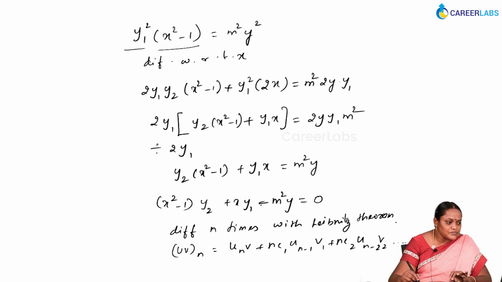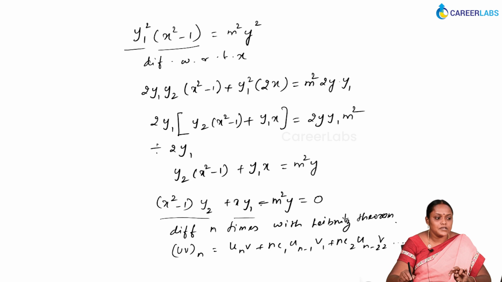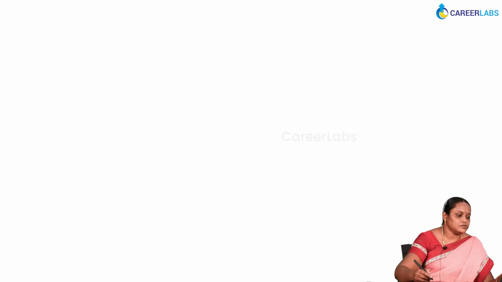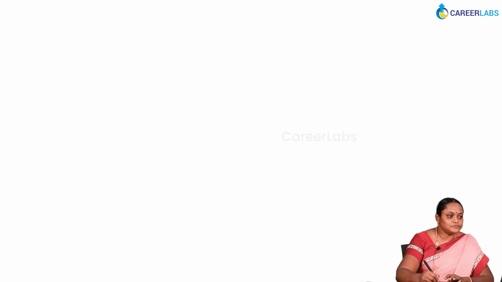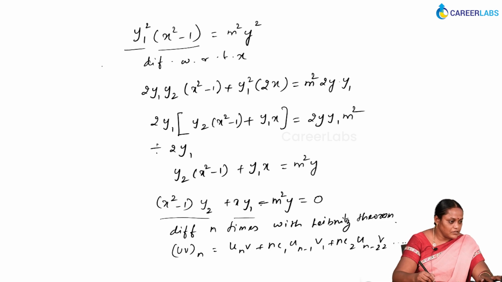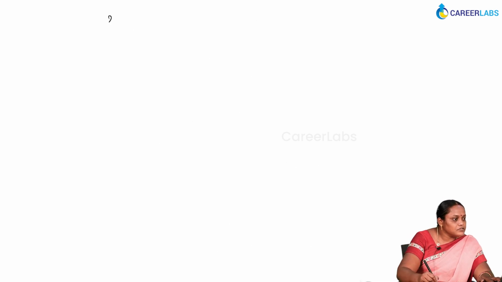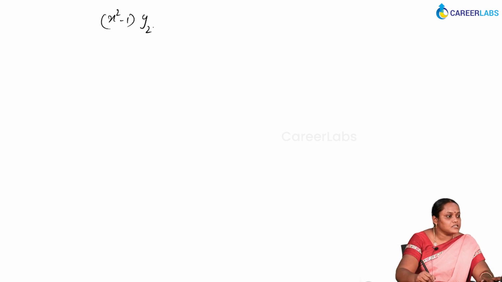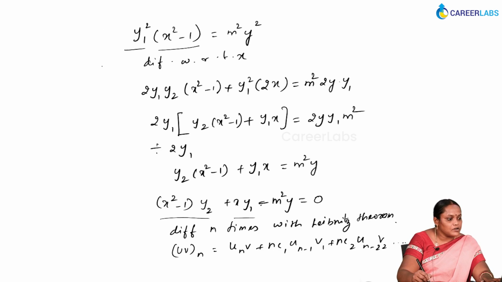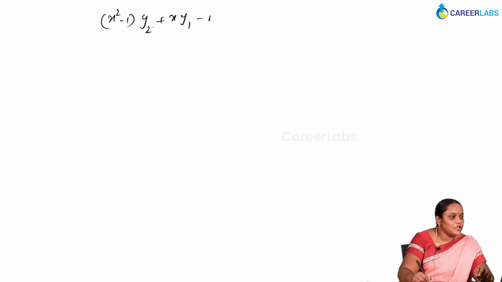Only in these two terms we can apply. Here it is a product of two terms, here also it is a product of two terms. And here it is only one single term, so there we need not apply. So only in these two places we are going to apply the Leibniz theorem. Let me write the same step again: x square minus 1 into y2, then plus x into y1 minus m square into y is equal to 0.